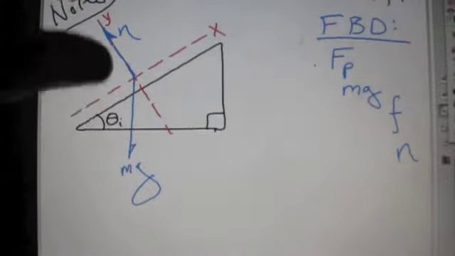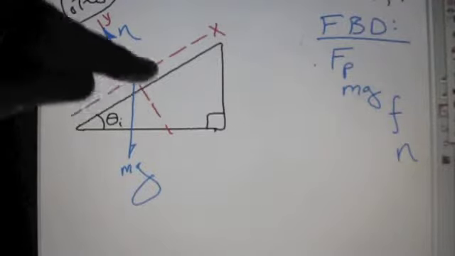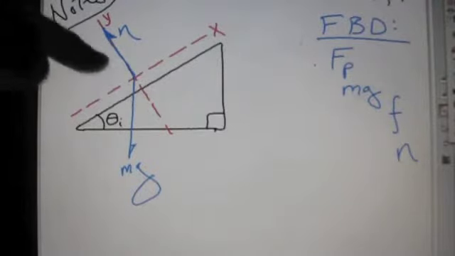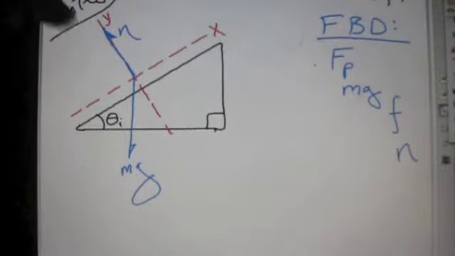I don't care which way you tilt your axis. The normal force is by normal means perpendicular. So it's an old math term, meaning perpendicular to the surface. So normal force is always perpendicular to the contact surface.